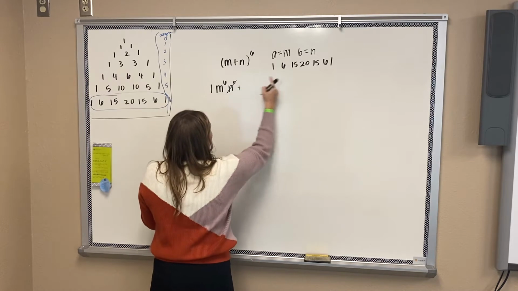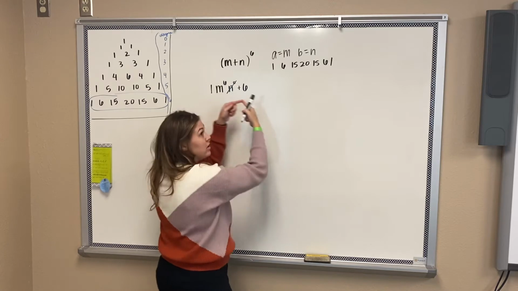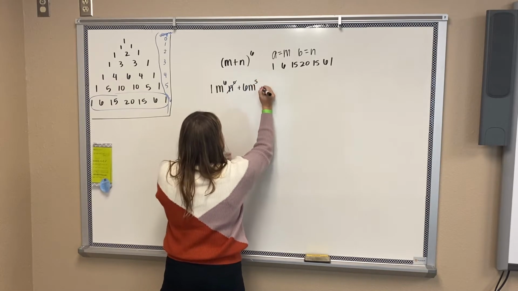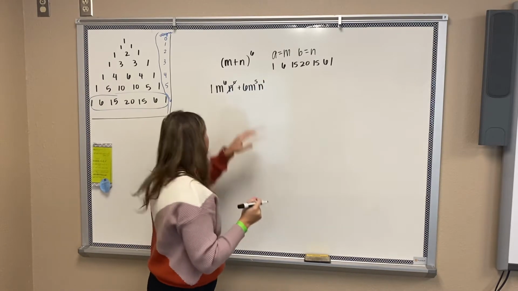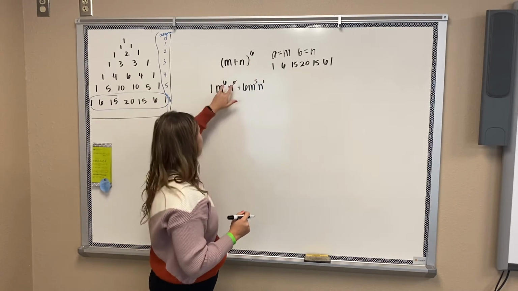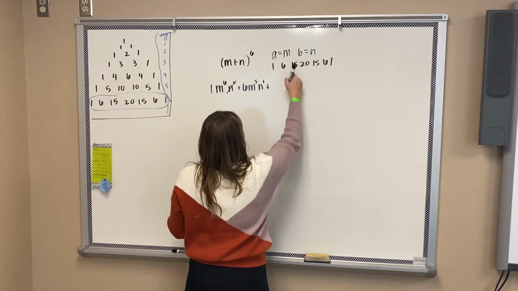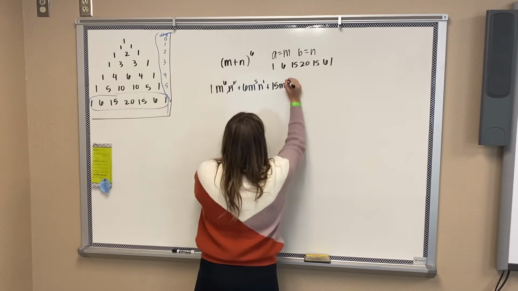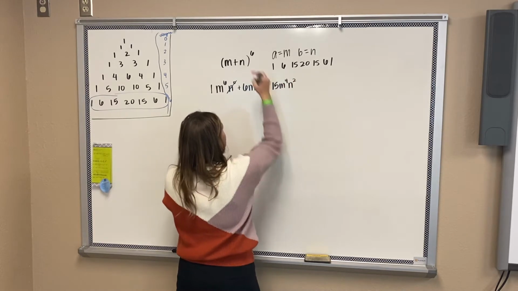Plus, our next coefficient is 6. Now our A's are decreasing, so our m was 6, now it's 5, and our B's are increasing, so now 1. Your exponents should always add up to your degree, so 6 plus 0 is 6, 5 plus 1 is 6. Plus, the next coefficient is 15, m to the 6, 5, 4, n to the 0, 1, 2. 4 plus 2 is 6.